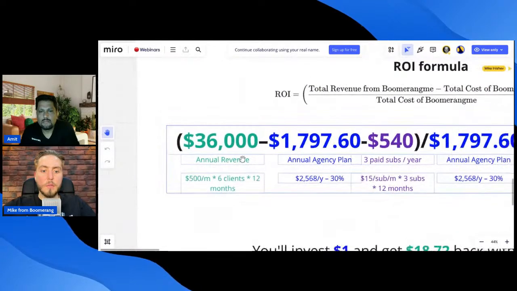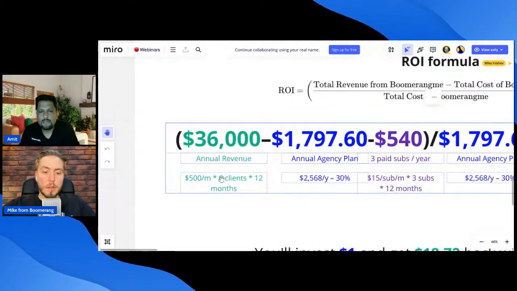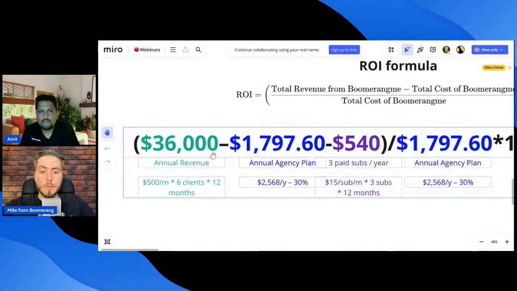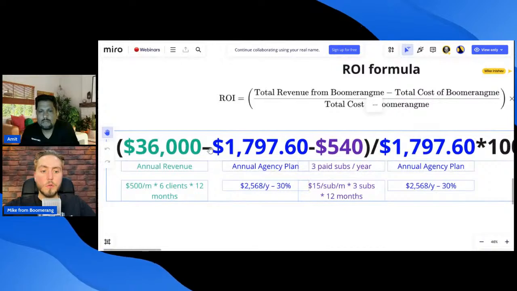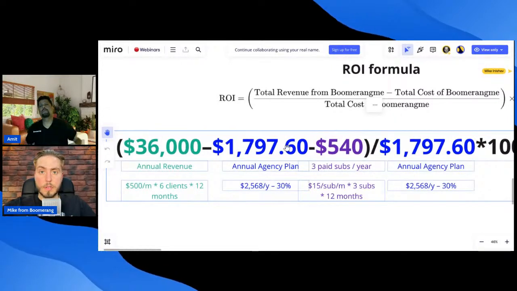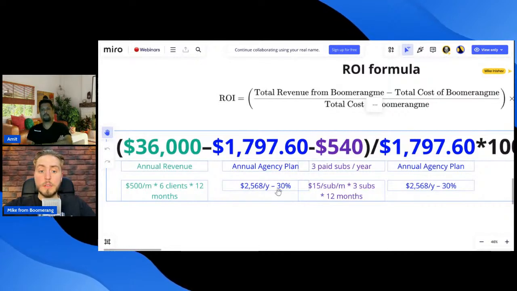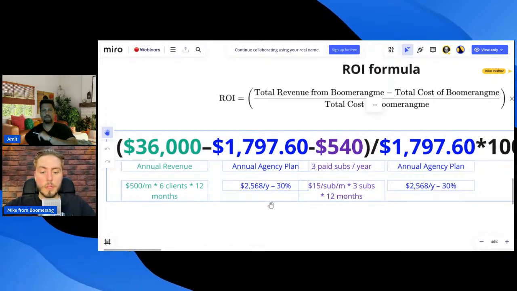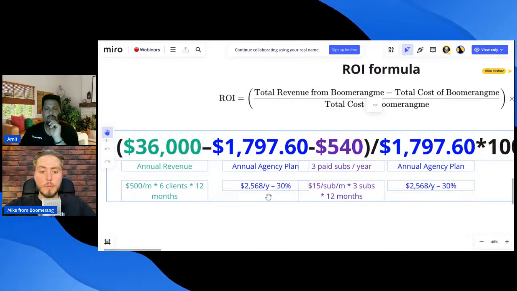Well, the annual revenue: $500 a month, multiplied by 6 clients, multiplied by 12 months. In total, it's $36,000. We need to exclude from this amount $1,800 for access to the platform. It's an annual agency plan with a 30% discount, which you could get if you book a call with our sales team and get your personalized demo. Welcome to do it, even right now, if you're not a customer of Boomerang Me.